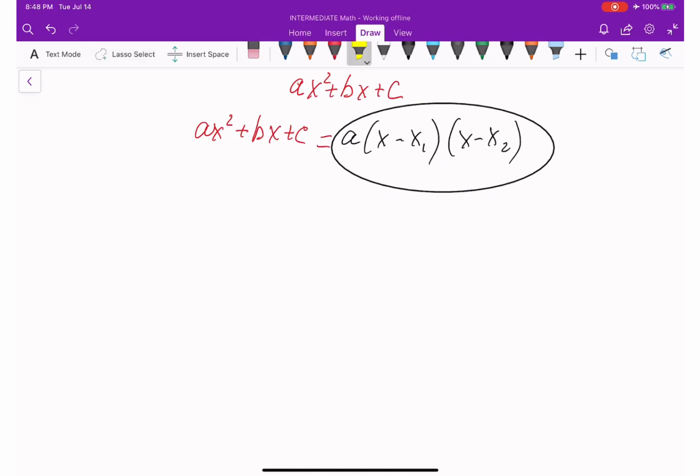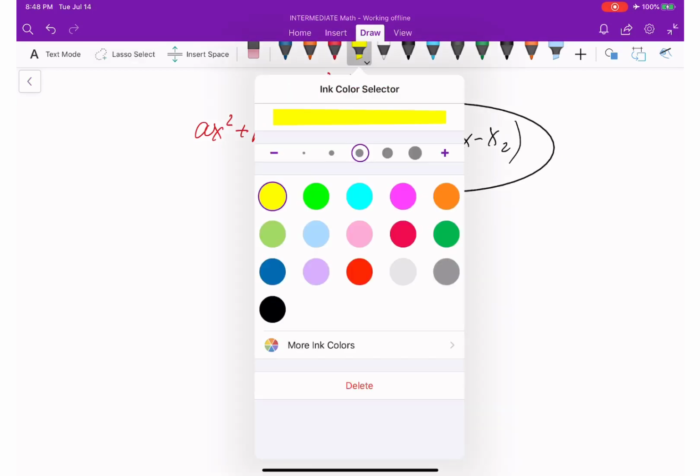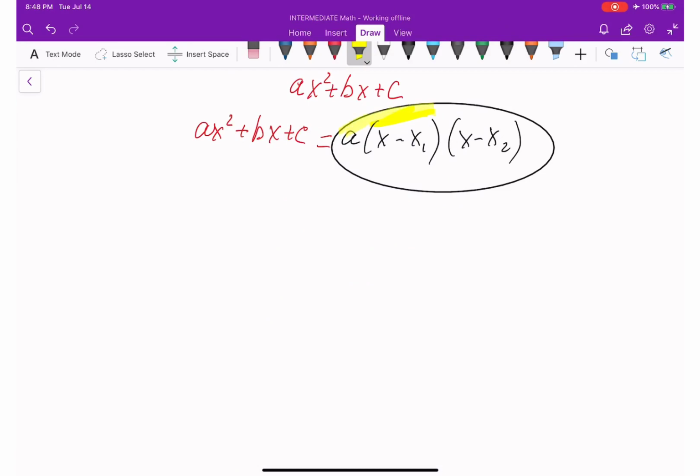All right, let me shade it with yellow color so it will be striking to your eye and you can easily find this format of solution, or of factoring, rather, or solution for factoring, same thing. Okay, I have it. So let's see how we're going to come to this format.